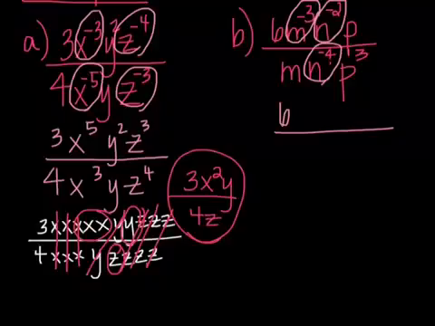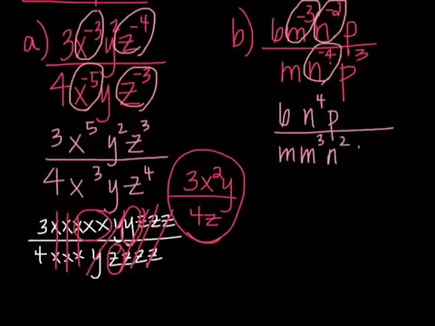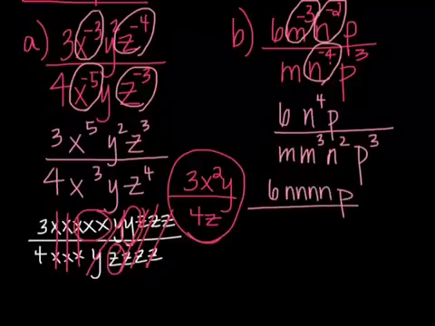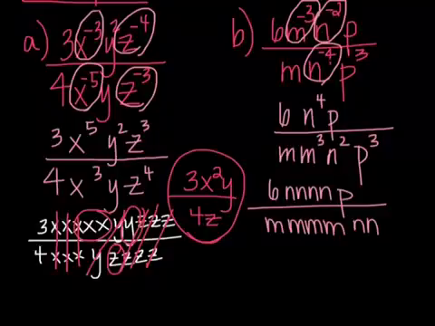I need to move n to the negative fourth up top to become n to the fourth, and p will stay up top. Down below, I have m already there, plus another m to the third will move down, n to the second will move down, and p to the third will stay where it is. I can see that I have some terms that can be simplified further, so I'll expand it out. 6n to the fourth, p on top, over m times m to the third times n squared times p to the third.